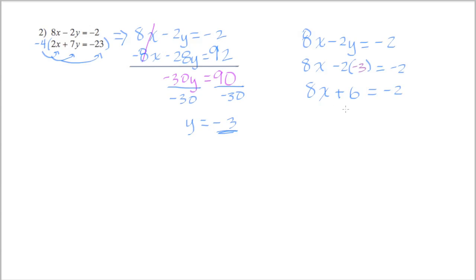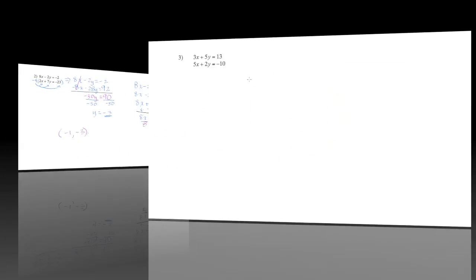In order to solve for x, I'm going to subtract 6 on both sides. 8x, 6 minus 6 is 0. Negative 2 minus 6 is negative 8. And to solve for x, I'm going to divide both sides by 8. So x is equal to negative 1. So my answer is negative 1, negative 3.